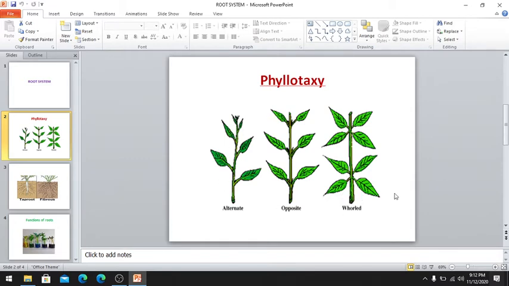So these are the arrangements of leaves on a stem, children. Try to find the three types of phyllotaxies in your surroundings, and neatly draw and label them in your notebook. Give some examples for alternate, opposite and whorled phyllotaxies. Now we will move on to the root system.